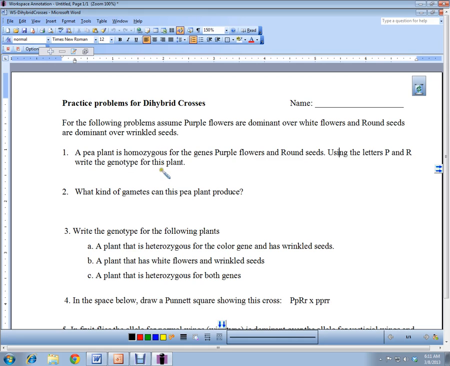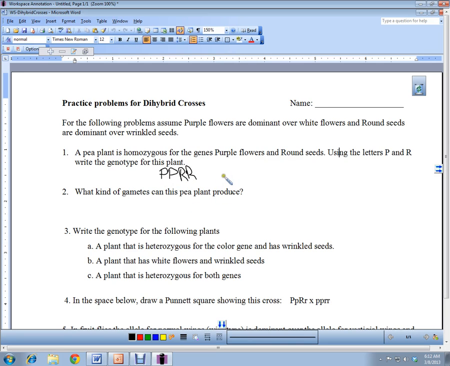So, for our dominant purple flowers, we're going to put a capital P and a capital P because it says it's homozygous for the genes purple flowers. It also says it's homozygous for the genes round seeds. And round is dominant over wrinkled, so we're going to have 2 capital R's. There we go. We don't need another P. So 2 capital R's. Number 2, what kind of gametes can this pea plant produce?